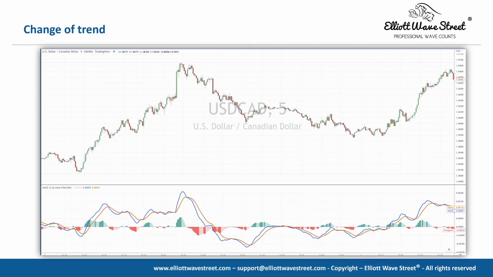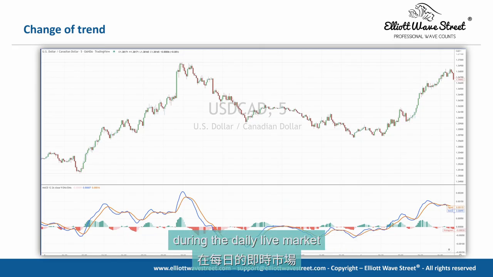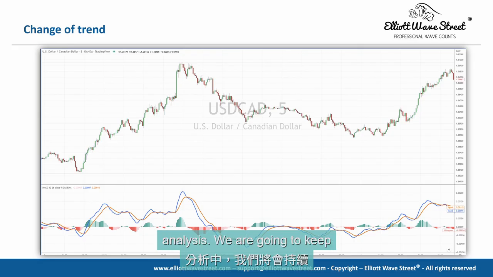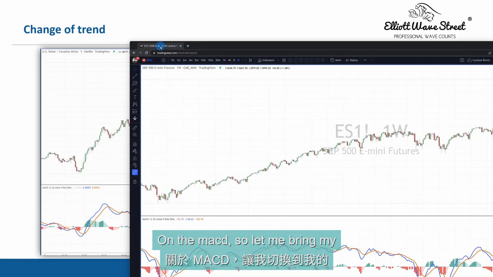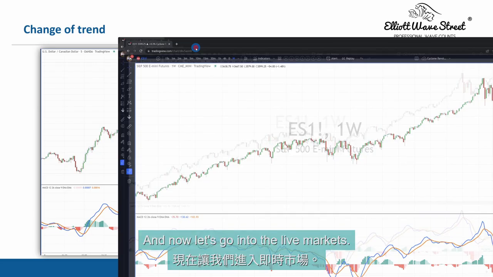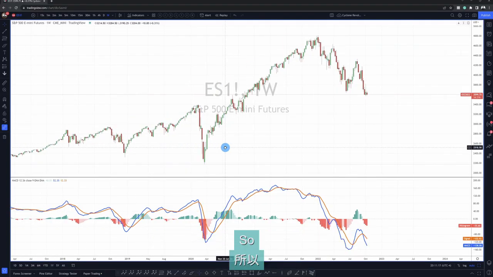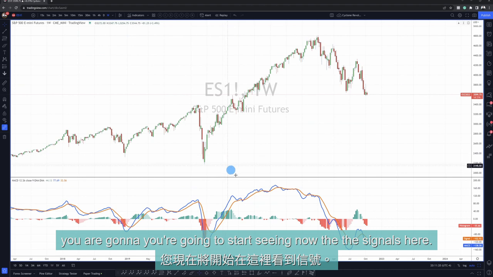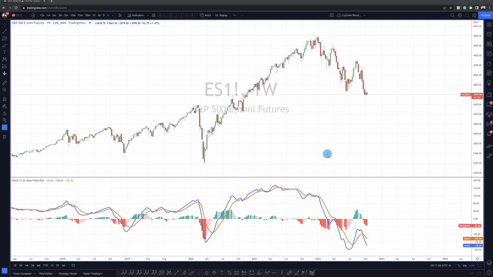Of course, during the membership, during the daily live market analysis, we are going to keep signaling setups. We're going to keep refreshing these setups on the MACD. So let me bring my chart. Here is the chart. And now let's go into the live markets. So you're going to start seeing now all the signals. Here I'm using a regular MACD, 12, 26, 9. Nothing special.